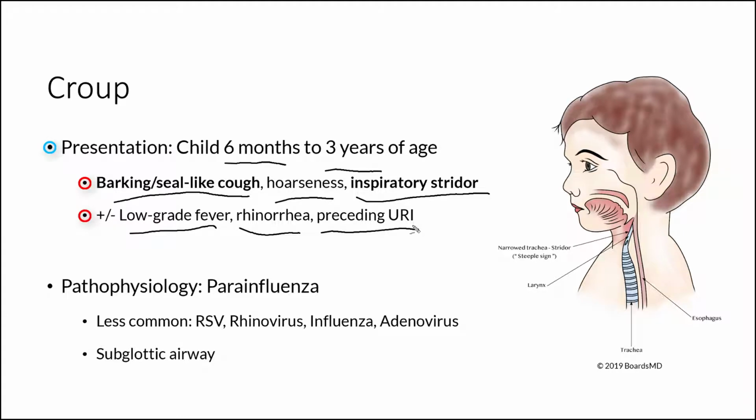This is because the pathophysiology of this condition is typically going to be parainfluenza. However, other less common causes of croup include RSV, rhinovirus, influenza, and adenovirus. And ultimately, croup is going to involve the subglottic airway. This should not be surprising to us because the subglottic airway is consistent with this being an extrathoracic obstruction, which is the reason why this condition is going to result in inspiratory stridor.